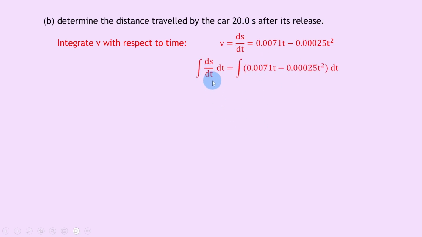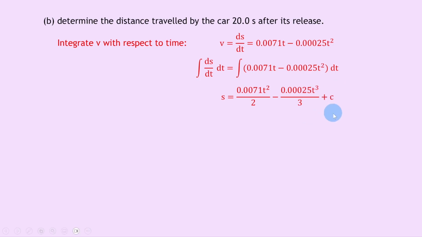So we have the integral of ds by dt equals the integral of 0.0071t minus 0.00025t squared dt, and integrating velocity with respect to time will just give us displacement s, and to find the integral of this, remember we want to raise the power by 1 and divide by the new power. So we have 0.0071t squared divided by 2 minus, and again doing the same to this one, raising the power by 1 and dividing by the new power, we have minus 0.00025t cubed over 3 plus c, where c is a constant.